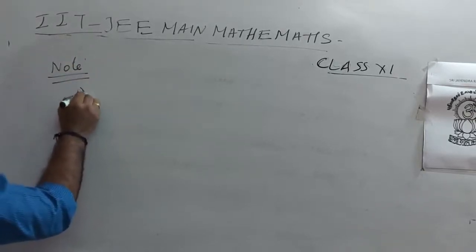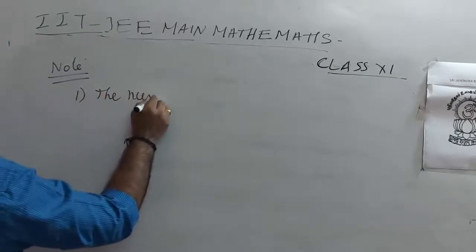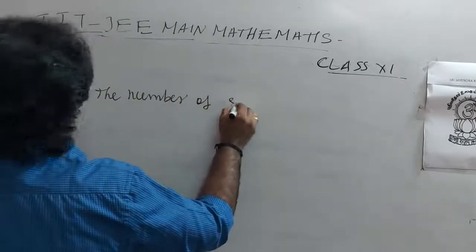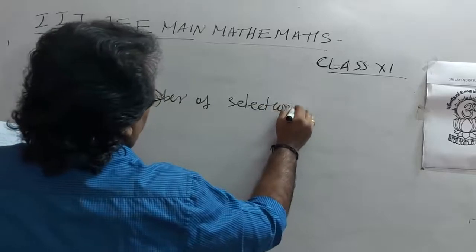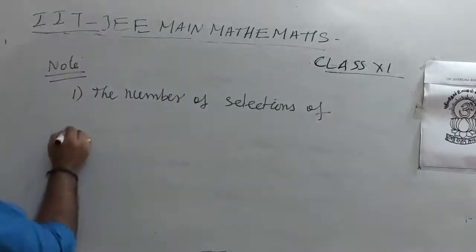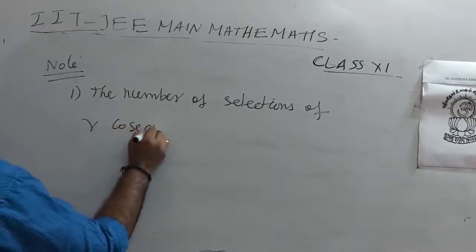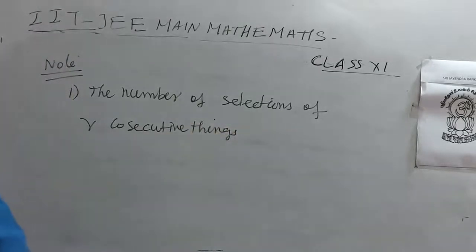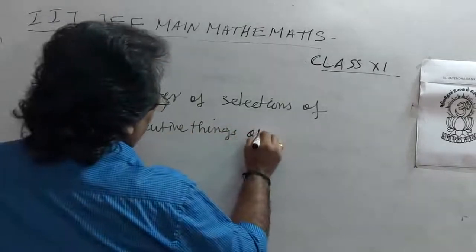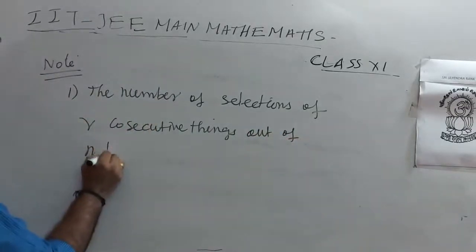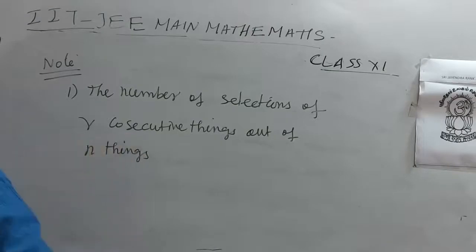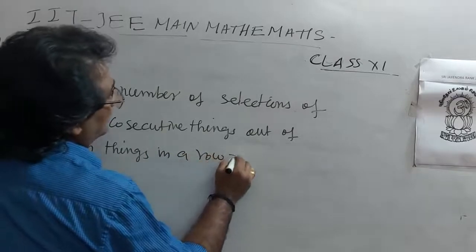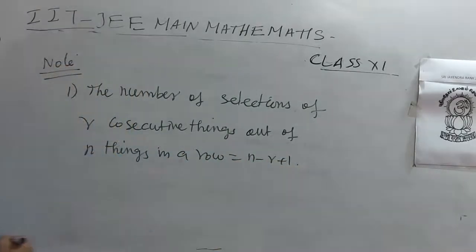Note. The number of selections of r consecutive things out of n things in a row is n minus r plus 1.